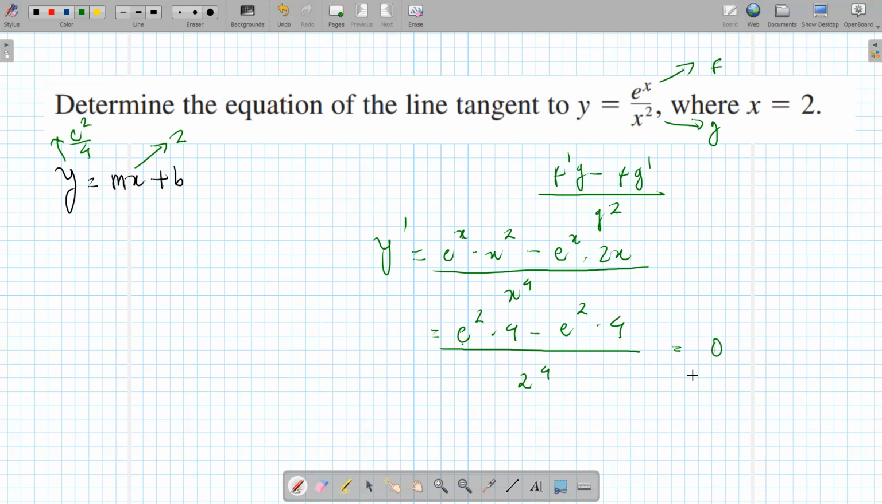So your slope, m, this is how you find your m. You find the prime, you plug the x value in there. That's going to be a 0. Next, we need to find the b value. We know the m is 0. So let's plug everything in. e squared over 4 is your y value. m is 0, we just found it. x was 2, and b is what we're trying to find. So what is b equal to?